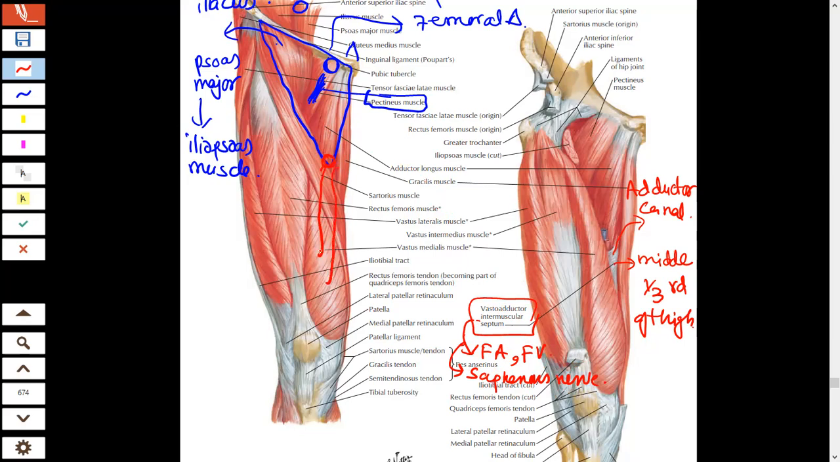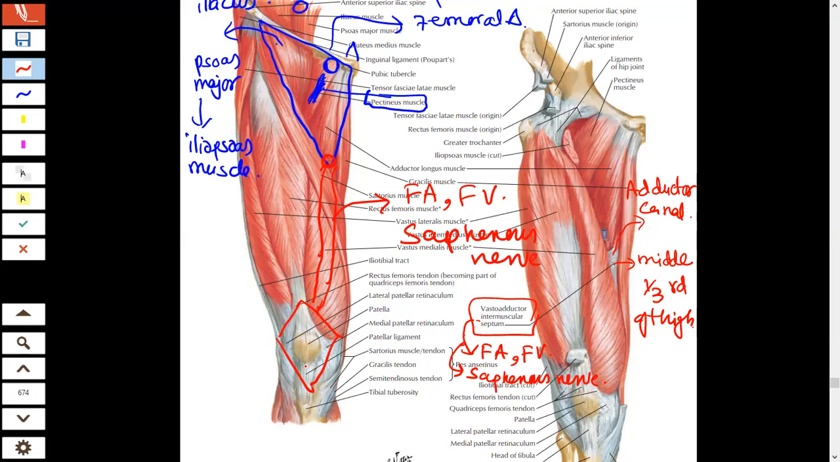And this canal is going to open here into the popliteal fossa, which is present behind your what? Behind your knee region. Okay, popliteal fossa is what? It is a diamond shaped structure present at the back of your knee. So in this adductor canal, what is present? Femoral artery, femoral vein, and saphenous nerve. This is your MCQ. Saphenous nerve, it is the content of your adductor canal.